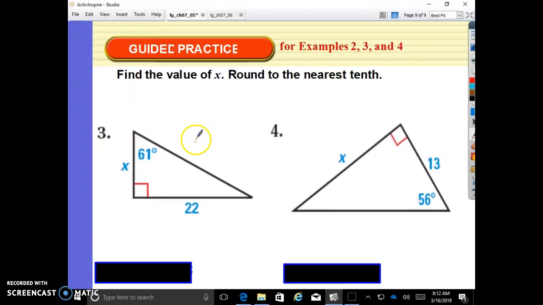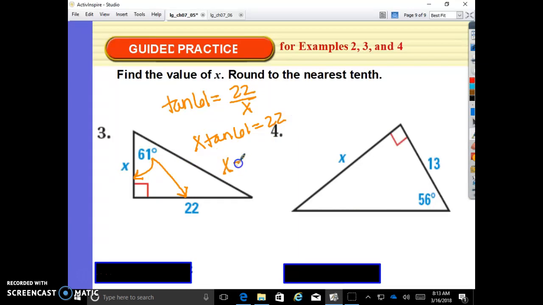Find the value of x. So we have opposite and adjacent. Tan 61 equals opposite over adjacent. Multiply by x on both sides. X tan 61 equals 22. Divide by tan 61 on both sides. X is 22 divided by tan 61. 22 divided by 61 tan button equals, and we get 12.194799. So to 4 decimal places, 12.1948.